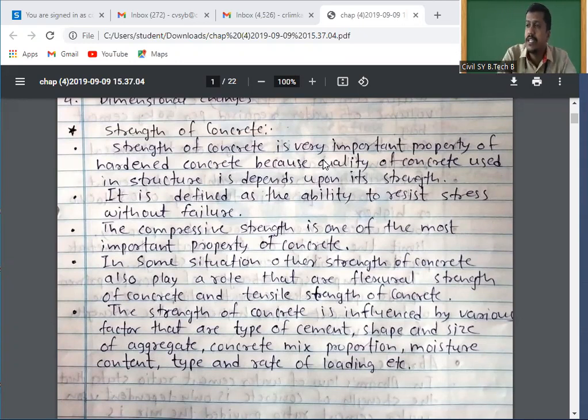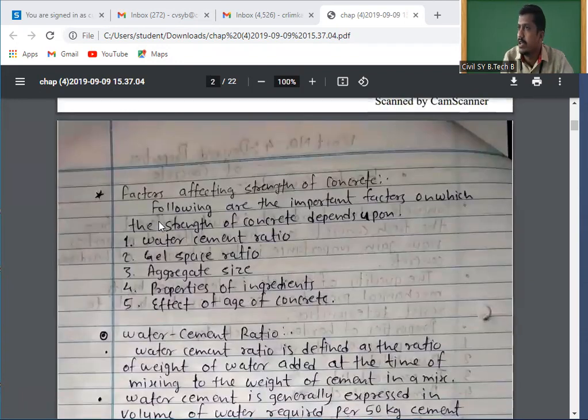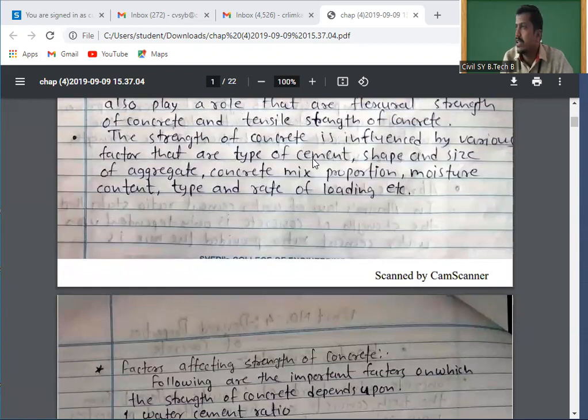The strength of the concrete is influenced by various factors. The first factor which can influence the strength is the type of cement. Then the shape and size of the coarse aggregates that we are going to use, the concrete mix proportion, moisture content, and type and rate of loading. As I told you, the cement may be OPC 33 grade, OPC 43 grade, or OPC 53 grade cement. It will make some impact on your strength gain.